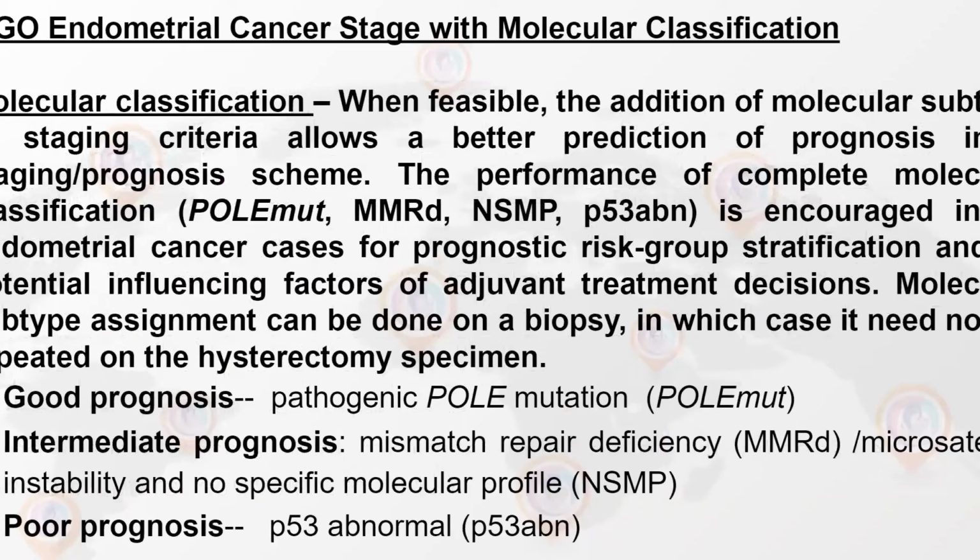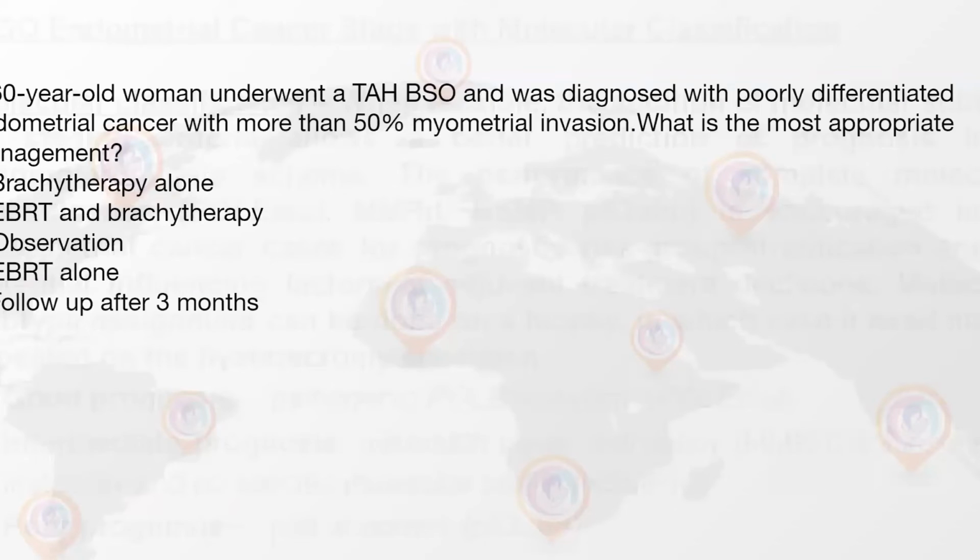So I already mentioned to you regarding the molecular classification. So remember, the good prognosis is with the POLE mutation, intermediate is with MMRD or NSMP, and P53 abnormal has the worst prognosis. Now coming to a quick SBA. So a 60-year-old woman underwent a TH-BSO and was diagnosed with a poorly differentiated endometrial cancer with more than 50% myometrial invasion. What is the most appropriate management?